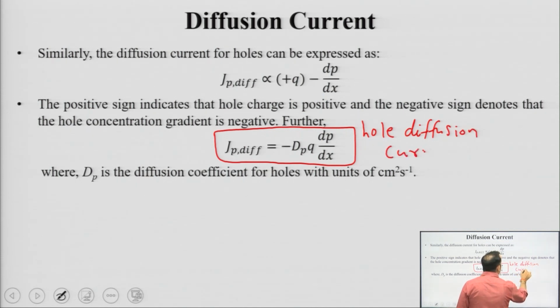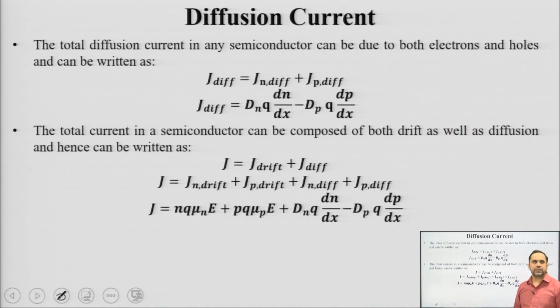hole diffusion current. Okay. So, now we have an expression for electron diffusion current as well as an expression for hole diffusion current. The total diffusion current in any semiconductor, we have already seen that it is because of both drift as well as diffusion. The total diffusion current can be because of electrons as well as holes, given by these equations which we have just seen.